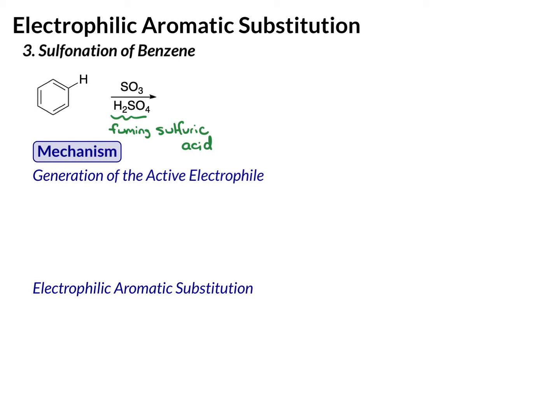Under these conditions, we end up putting a sulfonic acid group on the ring. So the hydrogen on the ring gets substituted with SO3H, and this is known as the sulfonic acid group. If you want to draw that out, I'll just abbreviate the ring as Ph. Sulfur has an expanded octet, so we have 2 double bond O's and an OH. That's what that looks like.